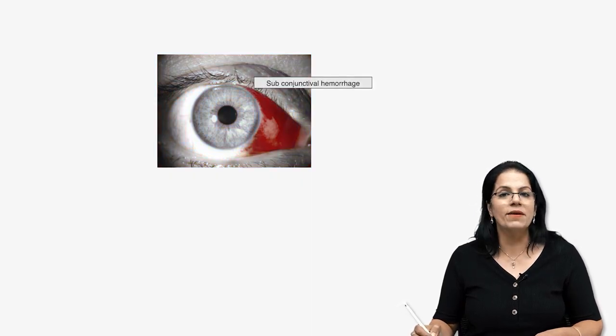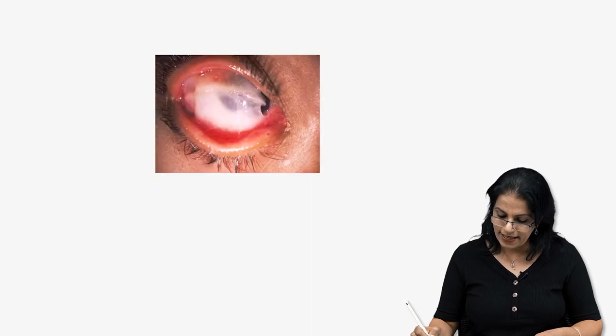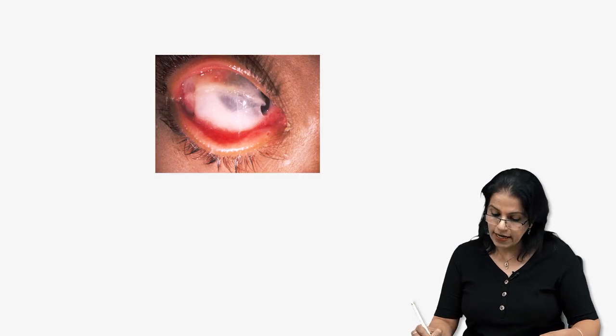The next sign that you can get is subconjunctival hemorrhage. Why? In case of hemorrhagic conjunctivitis, you can get subconjunctival hemorrhages. Next, of course, is a pseudomembrane formed over the eye, covering even the cornea here.